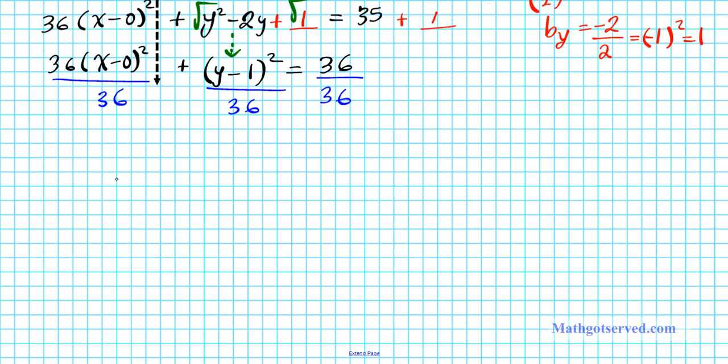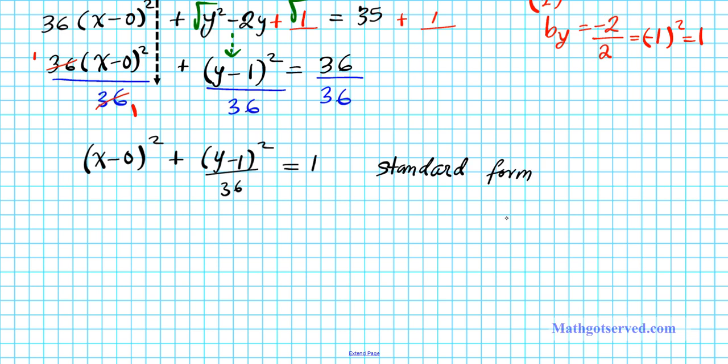We're going to have (x minus 0) quantity squared plus, because these two 36's here divide out, 36 goes here 1, 36 goes there 1, plus (y minus 1) quantity squared over 36. 36 over 36 is 1. Okay? So this is the standard form of the equation of the ellipse. So that's that. Let's go ahead and box our answer.